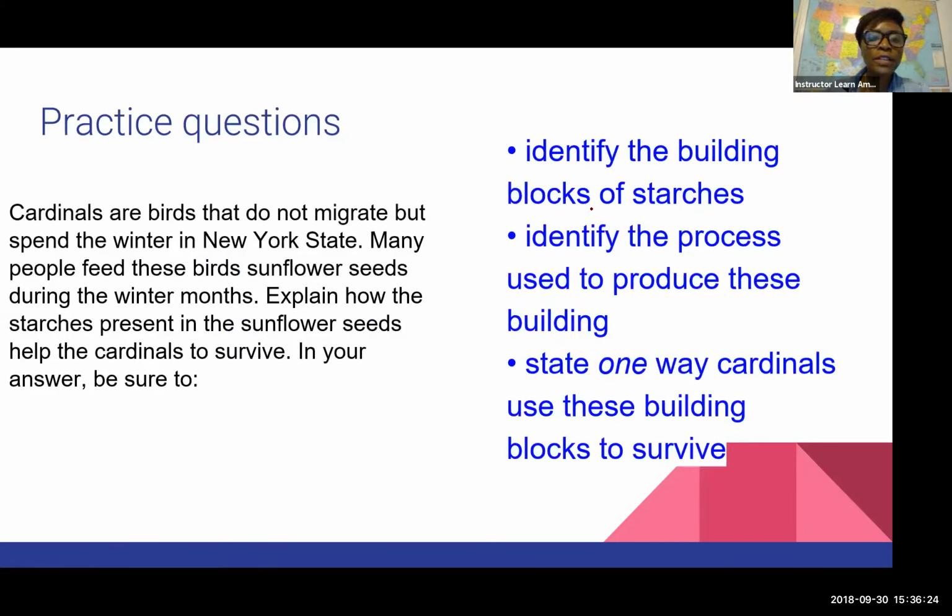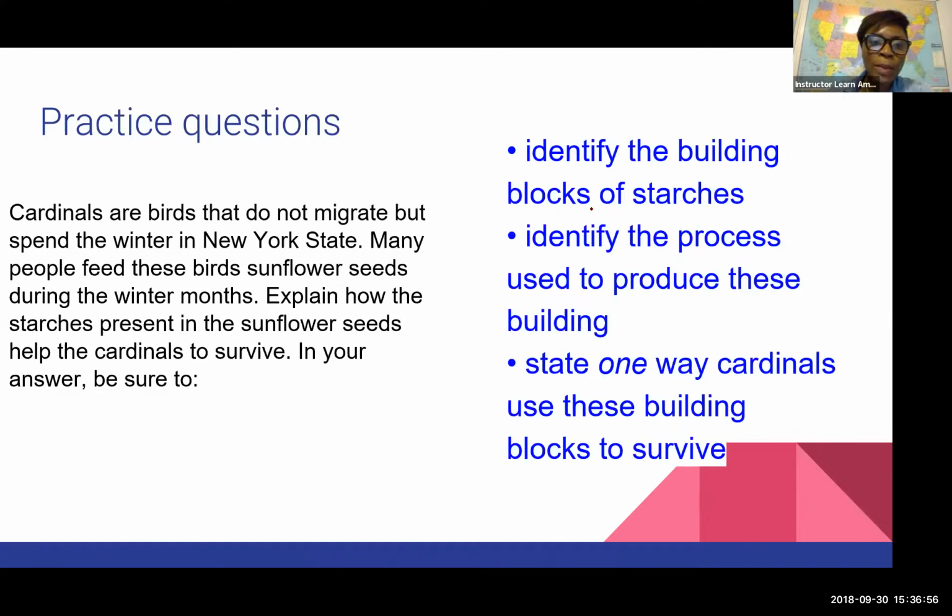All right, so here's a quick question. Review: identify what the building blocks for starch are. If you thought about it, starch is made up of simple sugars. Identify the process that's used for building these things. You could have put dehydration synthesis, or synthesis in itself, which takes smaller molecules to make a larger one.